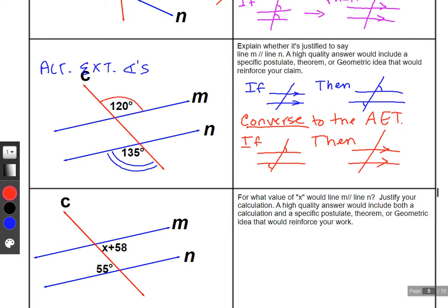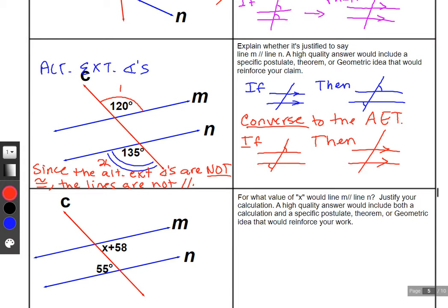But if we look at our diagram, that's not the case. These two angles are not congruent, therefore the lines are not parallel. So ultimately the answer to this question is no. Since the alternate exterior angles are not congruent, the lines are not parallel. And that's really all there is to it.